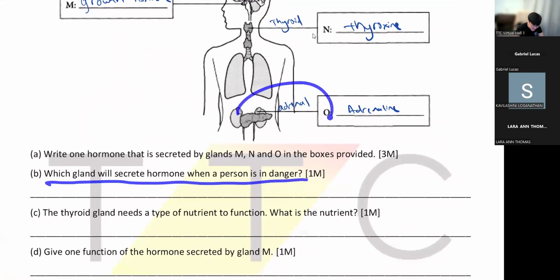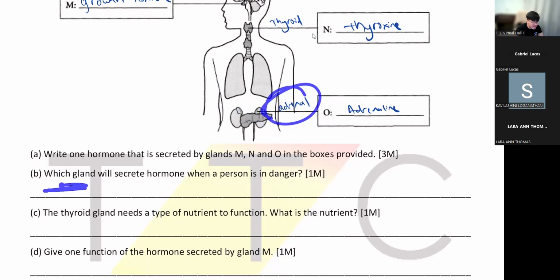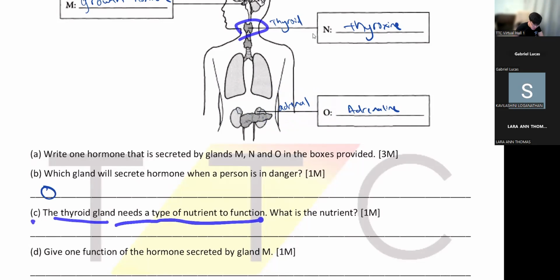So which gland will secrete hormone when a person is in danger? Well, it's going to be this gland, right? Don't write the name. They only ask you which gland, so you have to say the letter O. Why say the alphabet instead of the name? In case you got the name wrong, at least you still get the marks. Unless they tell you to name it. If they want the name, they will say name the gland. They just ask you which gland, so we just give the alphabet.